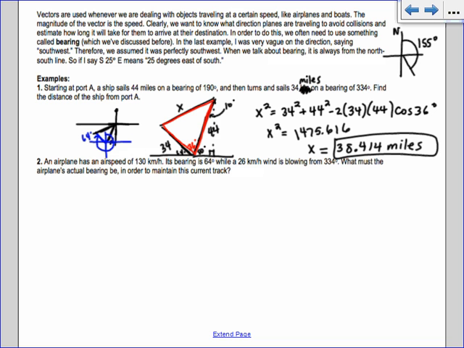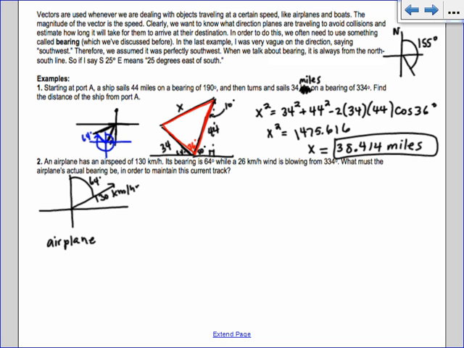Okay, number 2. An airplane has an airspeed of 130 kilometers per hour. So let's talk about the airplane first. And it's going on a bearing of 64 degrees. So that means this angle is 64 degrees, and we're going 130 kilometers each hour.